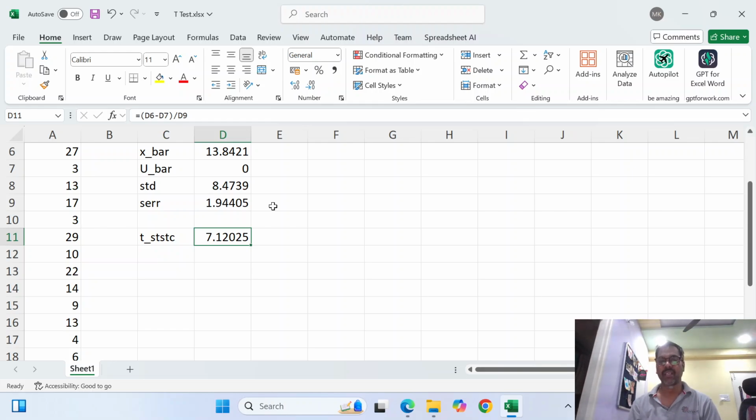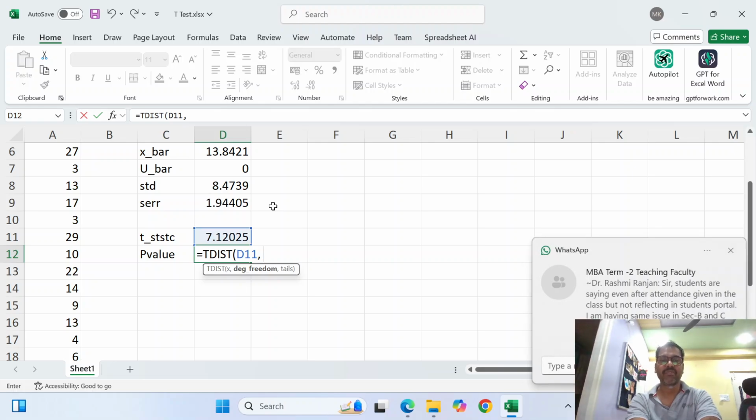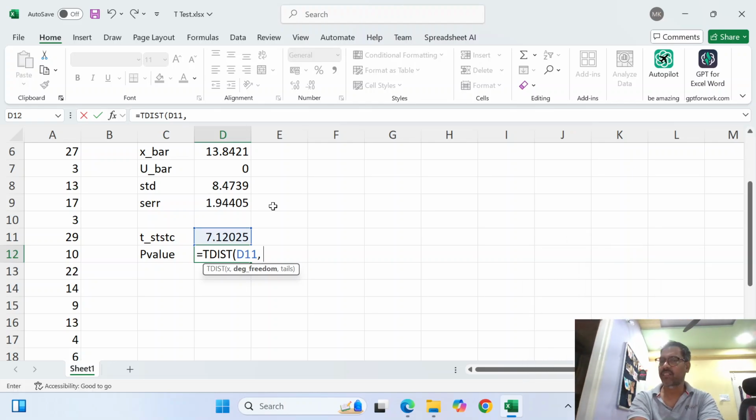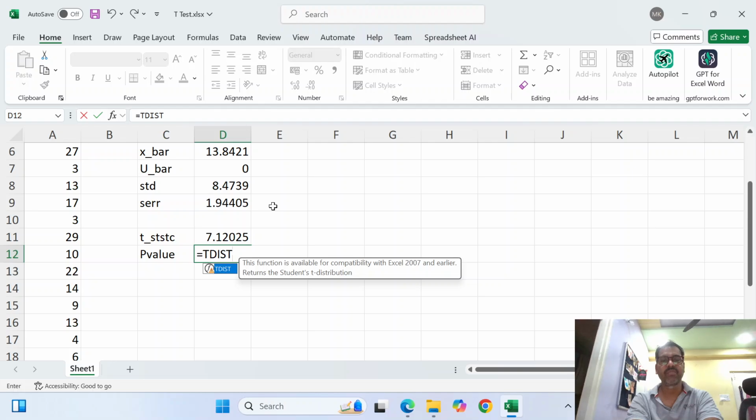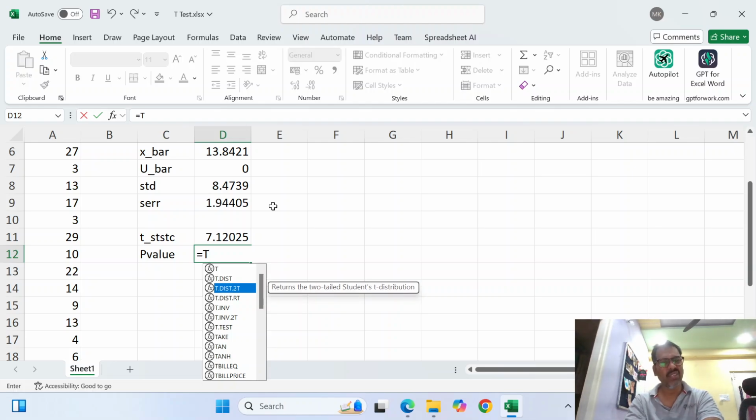Now we need to calculate the p-value for this t statistic, right? So how are we going to do that? To calculate the p-value, we need to use a particular function called t distribution. This t distribution is going to ask for the t statistic, and then there are different tails. You can also use other functions like T.DIST.RT, which stands for right tail, or T.DIST.2T for two tail. We'll go for t distribution.